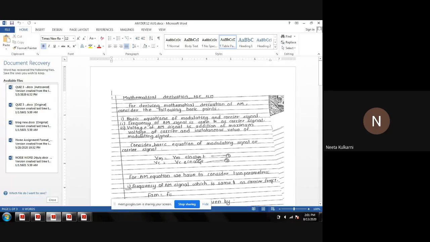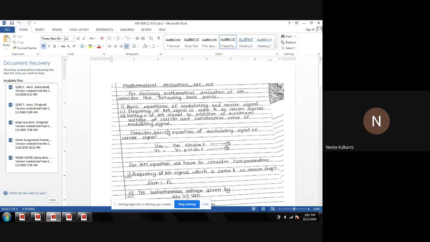Mathematical derivation for AM signal. So now the first points, if you see, I will read those points, you listen carefully. For deriving the mathematical expression for AM, consider the following basic points. Some basic points you first have to understand to derive the expression for AM. The first point is the basic equation of modulating signal and carrier signal.